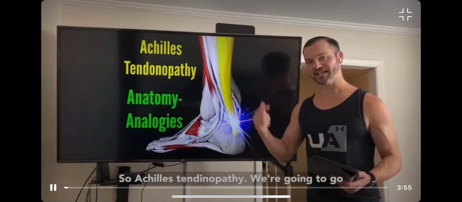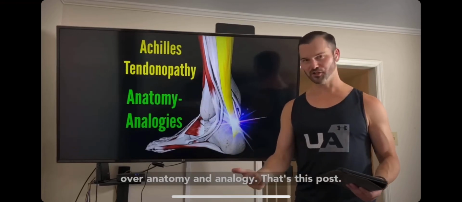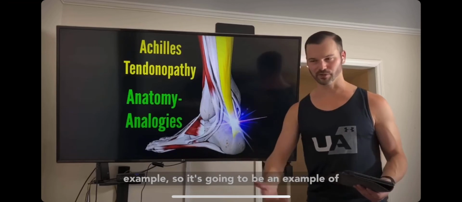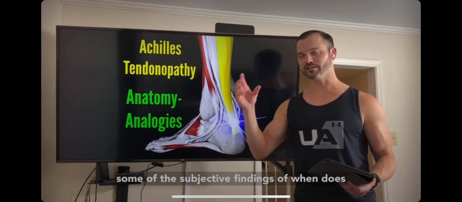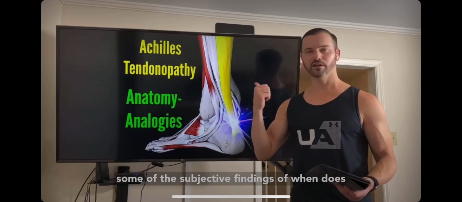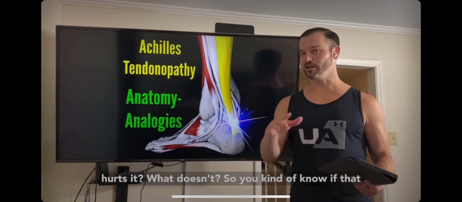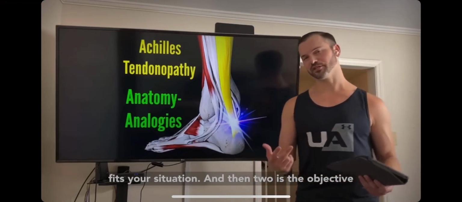So, Achilles tendinopathy. We're going to go over anatomy and analogy. That's this post. Then we're going to add something new, a case example. It's going to be an exact patient, a typical patient that I would see, and correlate some of the subjective findings: when does it bother you? How long has it been going on? What hurts it? What doesn't? So you kind of know if that fits your situation. And then two is some of the objective findings.